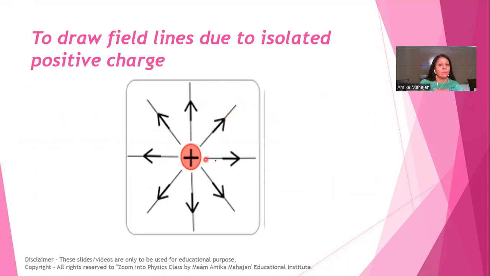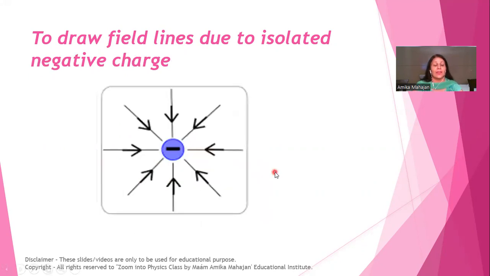So lines will move out in all directions, so I will put arrows outwards. What I find is there is less gap between field lines near the charge, and more gap between field lines as we move away from the charge. The denser the electric field lines, the stronger is the electric field. More separation between field lines shows the field gets comparatively weaker.